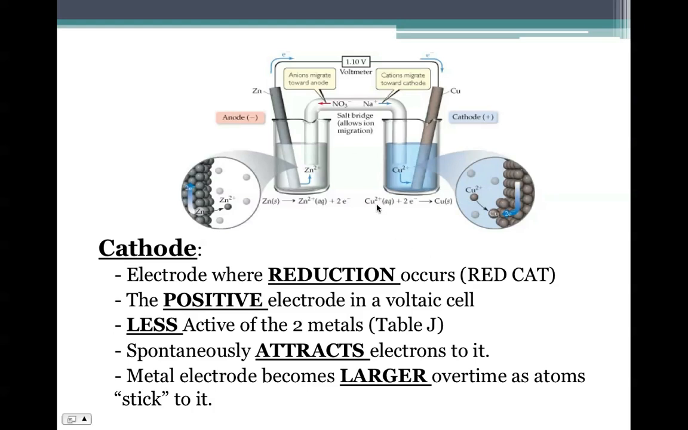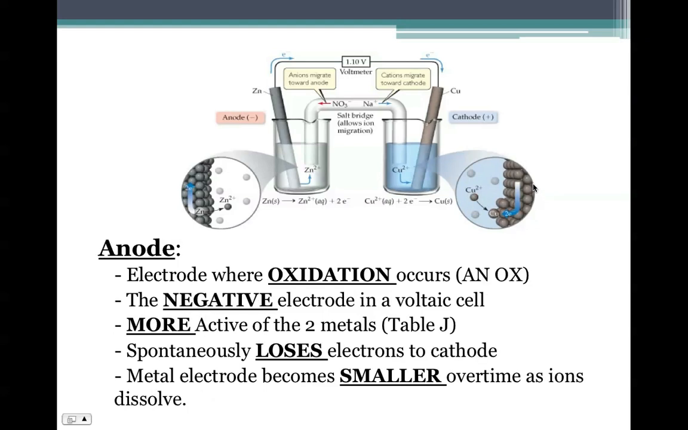Take a look at our formula. We have these copper ions that are in solution. They're going to combine with the two electrons that travel to the electrode to produce solid copper. And those are going to be forming and building up on the cathode. Now the anode, which is on the other side, and in this example is zinc, is the electrode where oxidation is occurring. A common phrase for this is an ox.